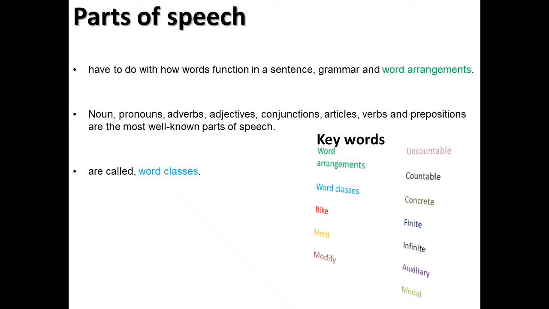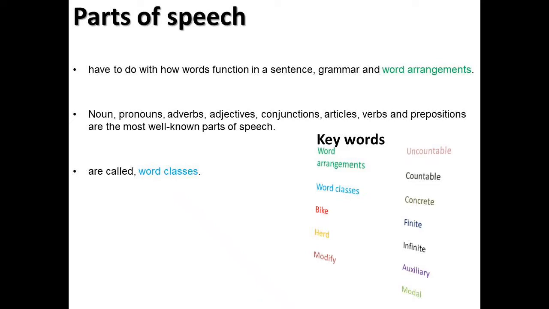Now, to understand what parts of speech are, we need to look at a thing called word arrangement. In other words, this is called English grammar. Word arrangements. How are the words structured? That is what we're looking at.